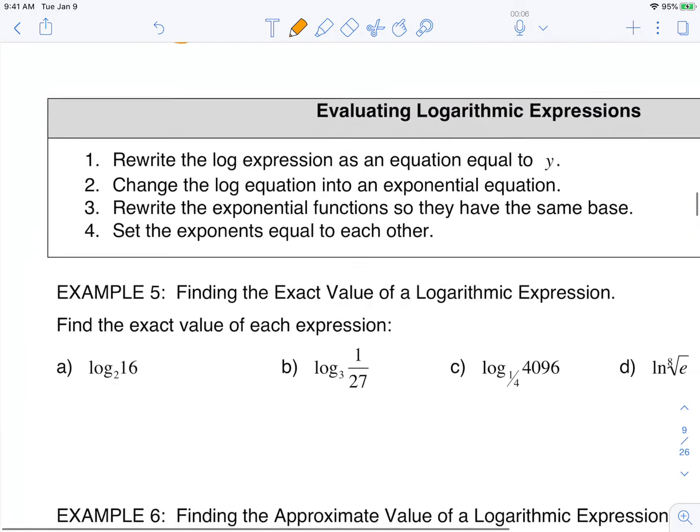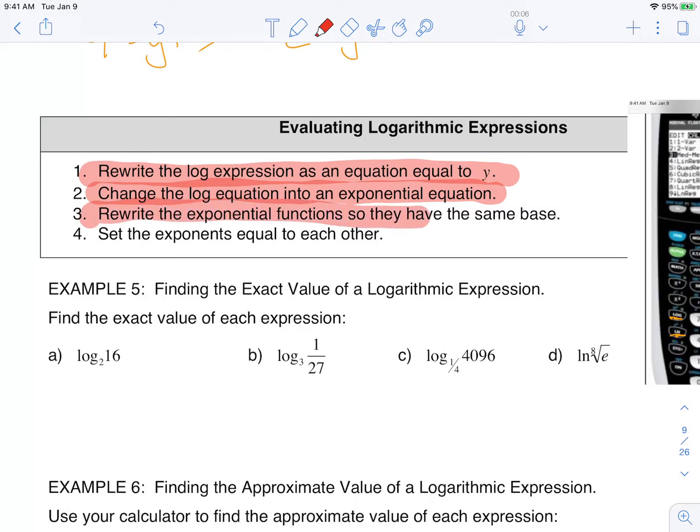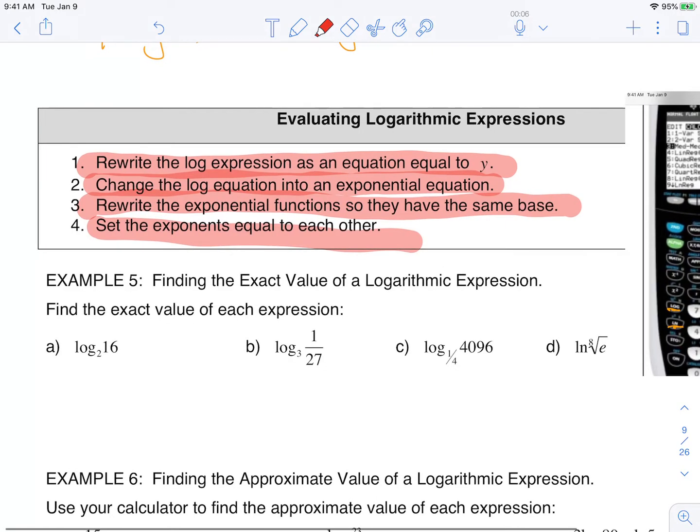So evaluating logarithmic expressions, just kind of like evaluating exponential expressions, you want to rewrite the log expression as an equation equal to y, change the logarithmic equation into an exponential equation, rewrite the exponential equation so they have the same base, and set the exponents equal to each other. So based on what we did last class, the only two new things are step 1 and 2. Step 3 and 4 is what we had already done.